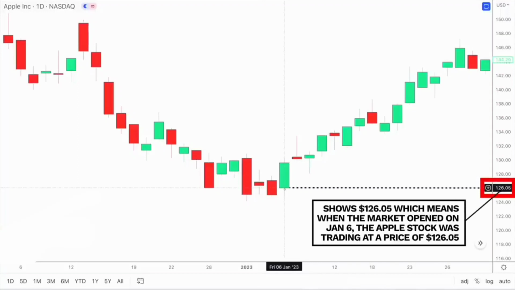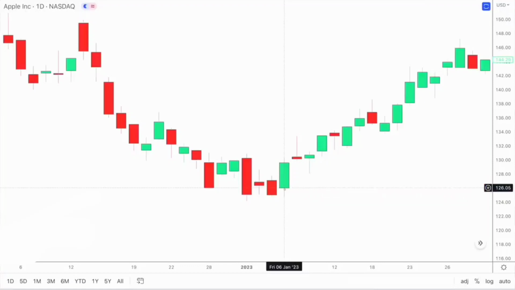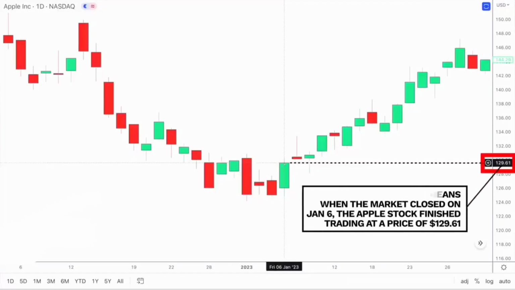and it shows $126.05, which means when the market opened on January 6th, Apple was trading at $126.05. Now if you want to know the closing price, place your mouse at the top of the rectangle, look to the scale on the right, and notice how it says $129.61, which means when the market closed on January 6th, Apple stock finished trading at $129.61.